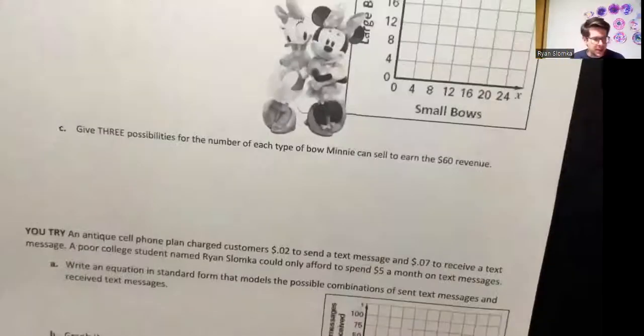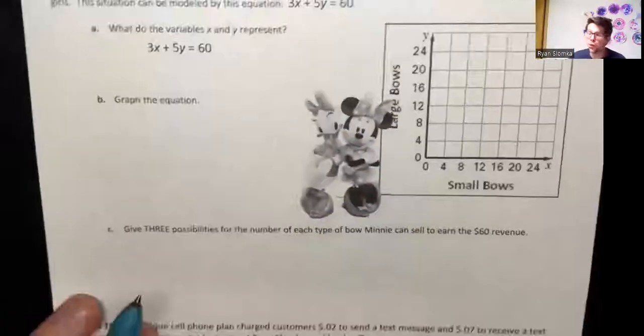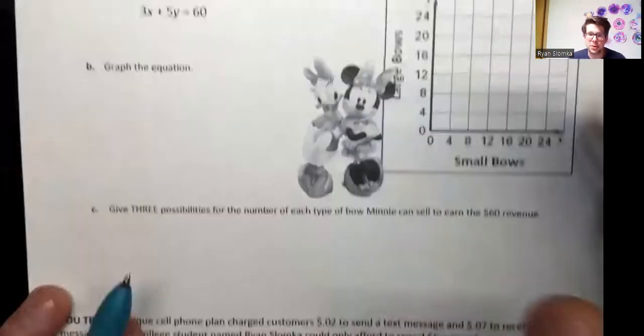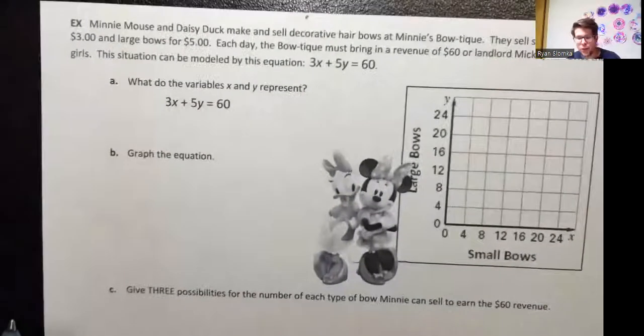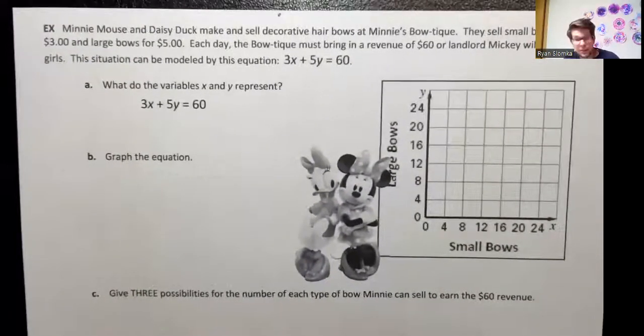All right, let's transition over to the backside now. So on the backside, what we have right here is a couple of story problems. These are very similar to the last round of story problems that we saw before, and so hopefully you feel comfortable with them. And if not, hopefully you're starting to build some of that confidence with them. So this one's about Minnie Mouse and Daisy Duck.